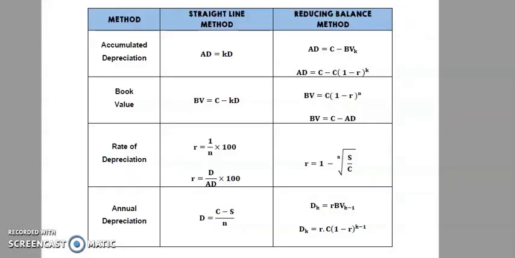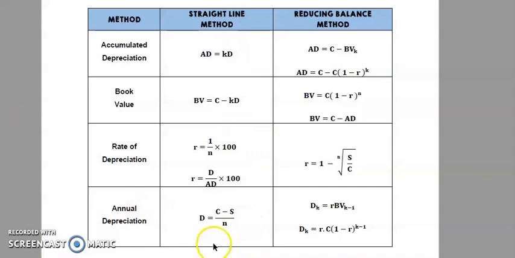Okay, before we go to examples for each method, let's look at the formula for each method. Here we have straight line method and reducing balance method. Again, recall the difference between these two methods: in straight line method, annual depreciation is the same every year until the end of useful life. However, in reducing balance method, the annual depreciation is different. Now let's look at annual depreciation first.